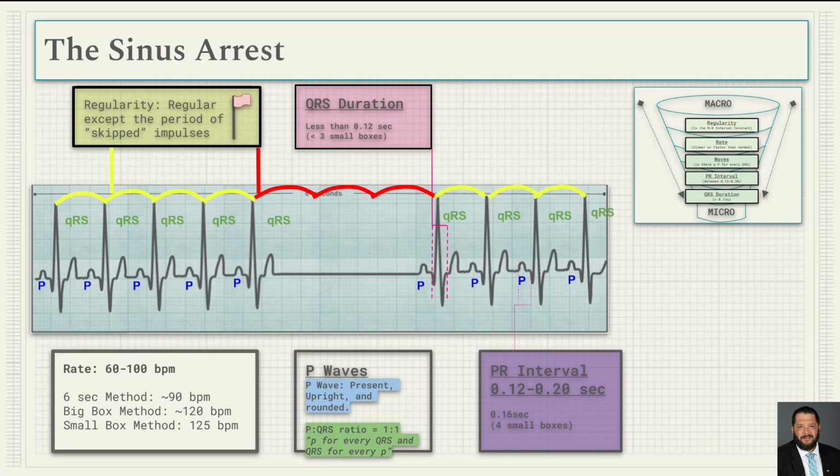Our PR interval is between 0.12 and 0.2 seconds, and our QRS duration is less than 3 small boxes. This is the hallmark of a sinus arrest rhythm, an otherwise normal sinus rhythm with a period of electrical silence.